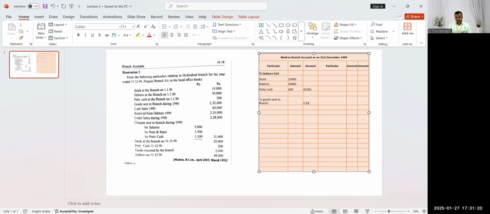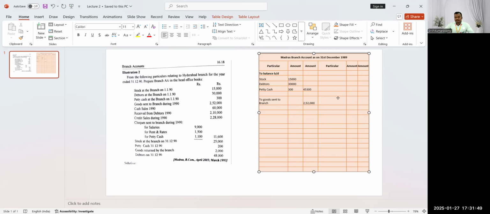2,52,000 should be written here. Then fourth is over. Fifth is cash sales 60,000. Received from debtors 2,10,000. Received from debtors means, who is the debtor? The person who purchased the goods from our business on credit basis. That is a credit sale. So they are paying the amount for the sale which they made on credit basis.